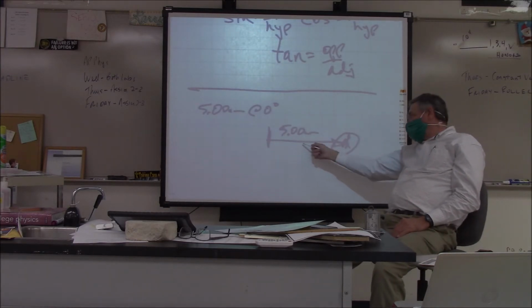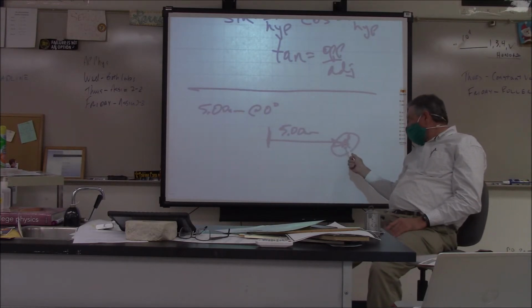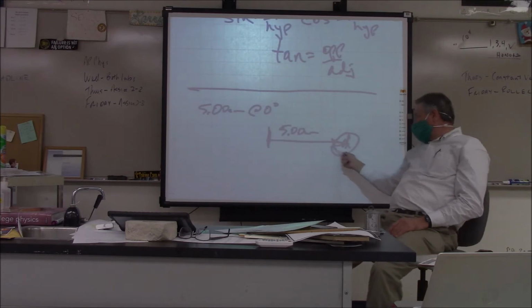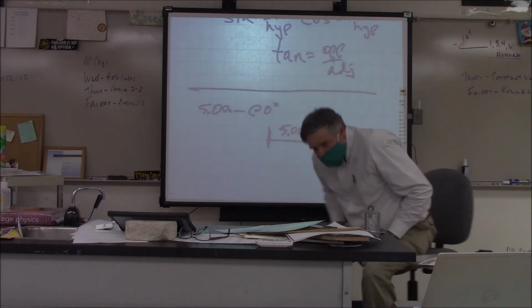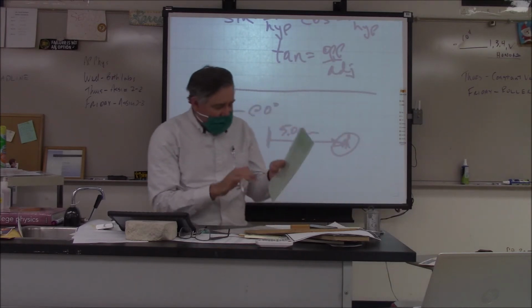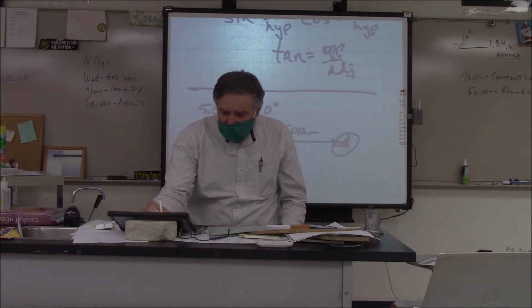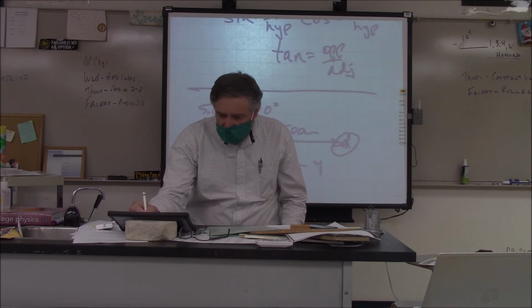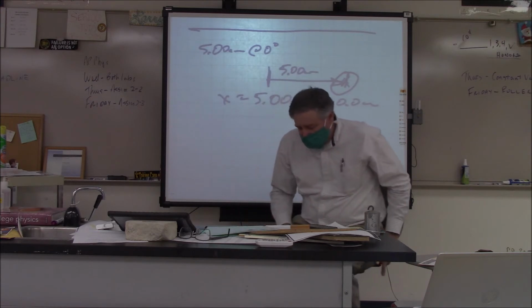Okay? So I could tell Mr. Nelson to come out here and say, hey, you need to go 5 centimeters in the x direction and nothing in the y direction, and he can get to that exact same point. So it's got vector A, x component, y component. All you have to do is say the x component is 5 centimeters, and the y component is going to be 0.